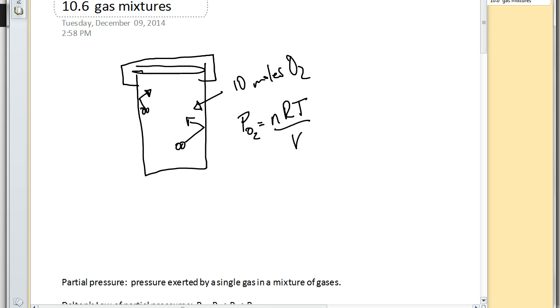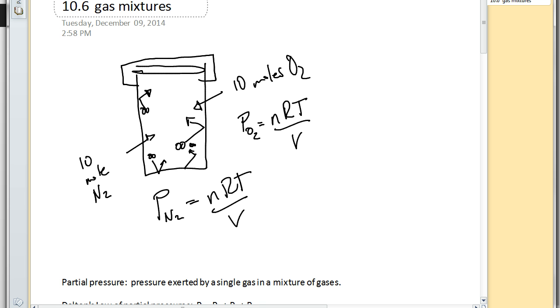Well, what if we also put in here some other gases? Let's say we put in 10 moles of nitrogen gas. Also these little diatomic molecules would be bouncing off things as well. So we could also calculate what we call the partial pressure of the nitrogen, and we would do it the same way, dividing the number of moles by volume after multiplying it by the ideal gas law constant and temperature. What we're saying is these individual pressures for individual gases are what we call partial pressure.